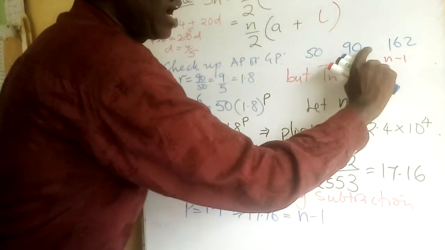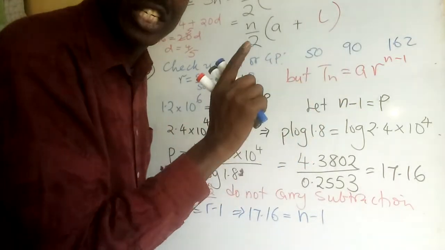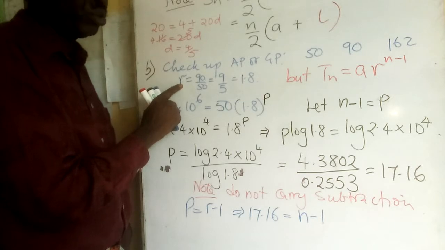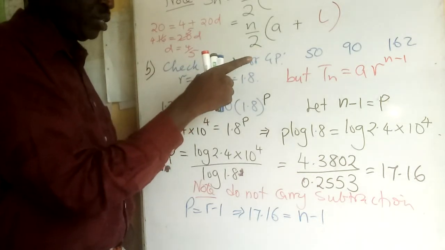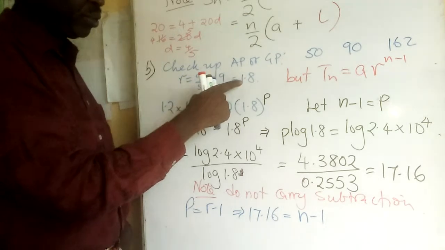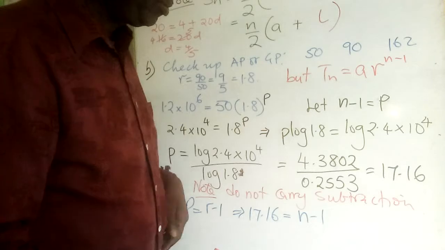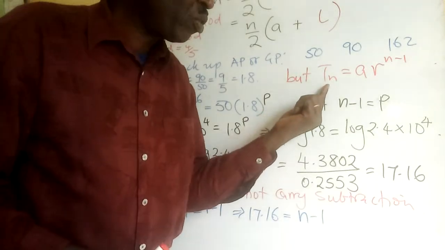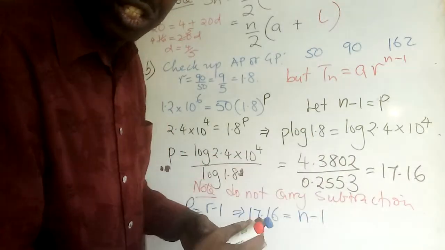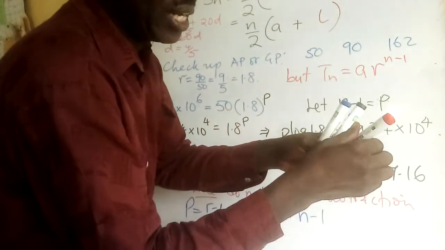So what we have from the culture, first term, second, third, tells us it is a GP. Why? Because we have a common ratio. 90 over 50 is the same as 162 over 90. So it's a GP. r is 1.8. The nth term of a GP is a r to the power n minus 1. That one is in the table. So I come here. We are asked here.